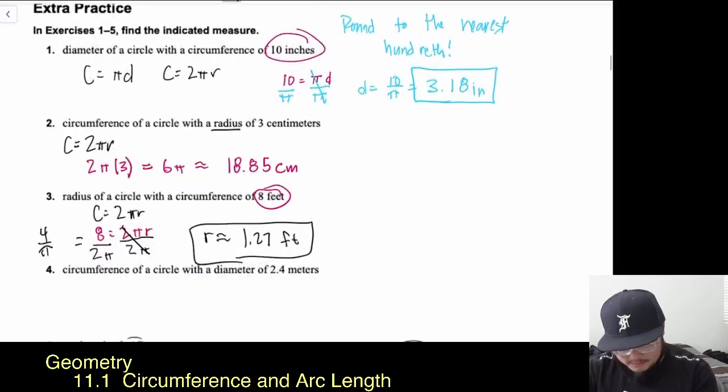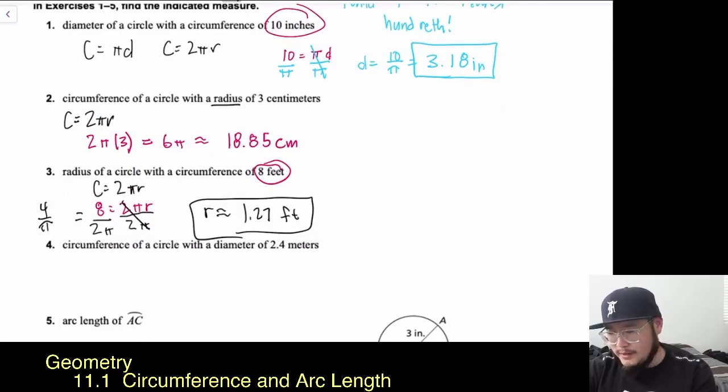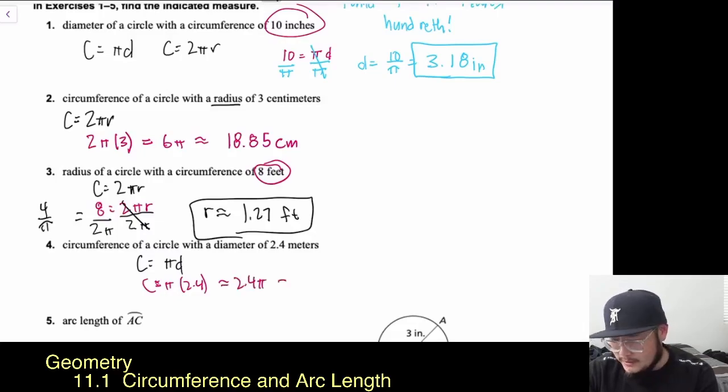Next up on number 4, find the circumference of a circle with a diameter of 2.4 meters. So we have right here circumference is equal to pi times d. We got ourselves pi times the diameter, which is 2.4. So I'll go ahead and plug that in right there. Well, the exact answer would be 2.4 pi. And then using your calculator, this becomes approximately 7.54 meters.